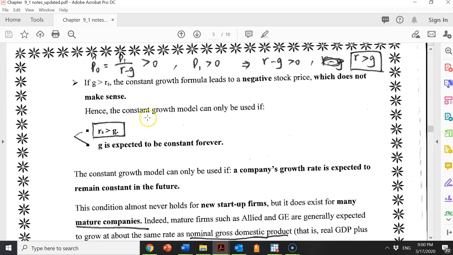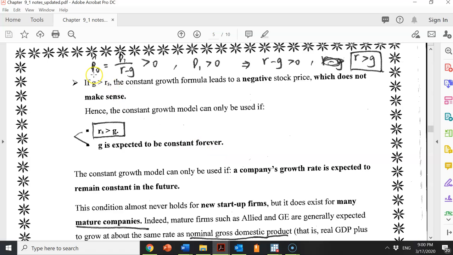The third thing we need to note is that in this model, P0 equals D1 over Rs minus g, we should have a positive stock price, and because dividend D1 is positive as well, our R minus g should be positive. Okay, R should be larger than g, the growth rate. If g is larger than R, the constant growth formula leads to a negative stock price, which does not make sense. Hence, the constant growth model can only be used if R is larger than g, and g is expected to be constant forever.